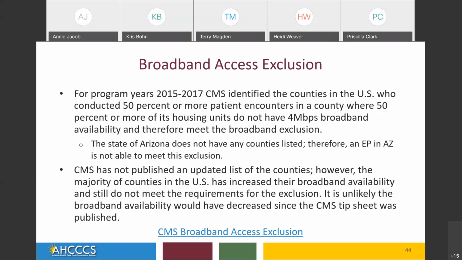However, the majority of counties in the U.S. have increased their broadband availability and still do not meet the requirements for the exclusion. It is unlikely the broadband availability would have decreased since the CMS tip sheet was published. The link at the bottom of the screen does take you to that tip sheet if you want to review it after this presentation.